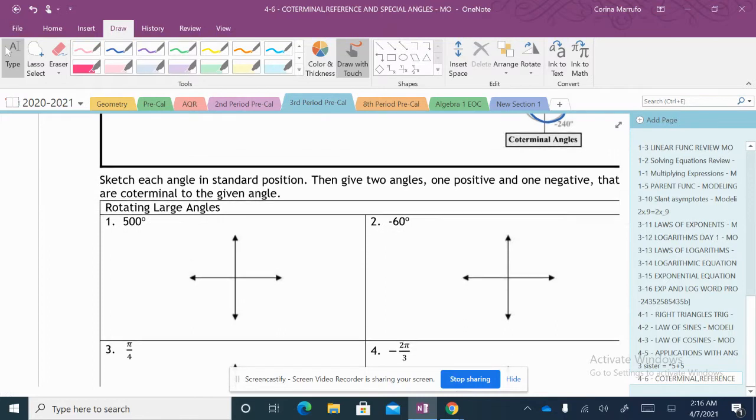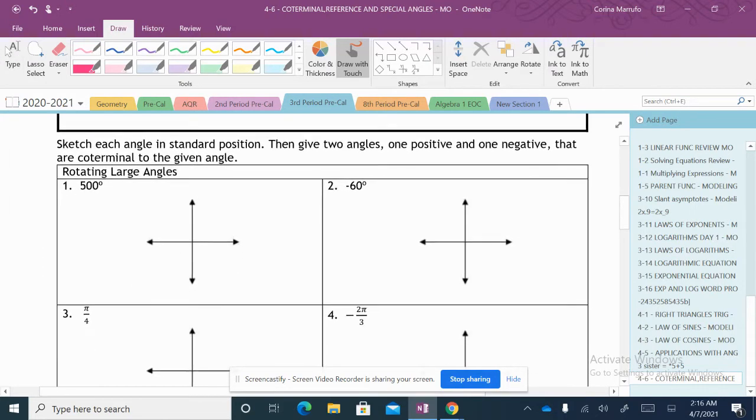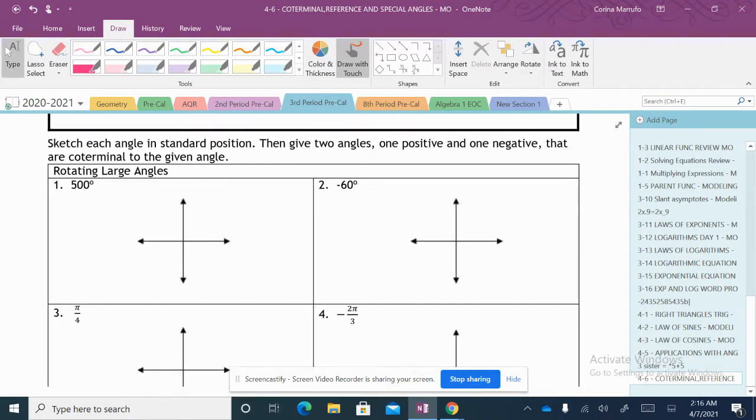So here it says sketch each angle in standard position and give two angles, one positive and one negative, that are coterminal to the given angle. So first we have 500. Okay, so we're going to start here.